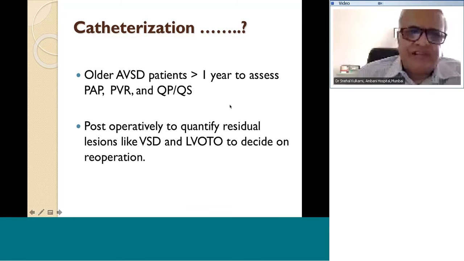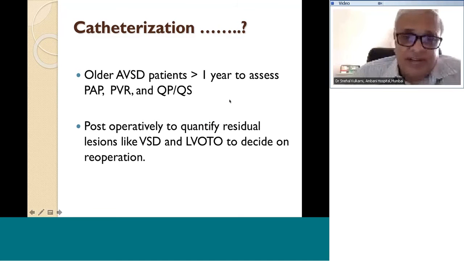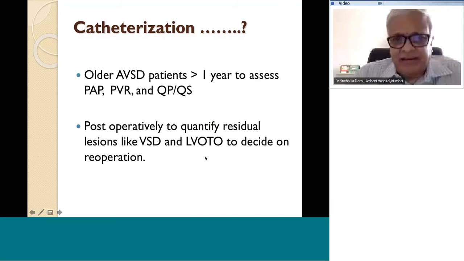So what's the place of catheterization? Well, I think it's not the norm if you're doing the AV canals in early infancy, but certainly it has some place in those older AVSD patients greater than 1 year to assess the pulmonary arterial pressures, vascular resistance, and the Qp/Qs. But certainly, if the child is not doing well after surgery, postoperatively, there is a place for this to quantify residual shunts like VSDs and LVOT obstruction, to decide whether we have to take the child back and rectify these problems.